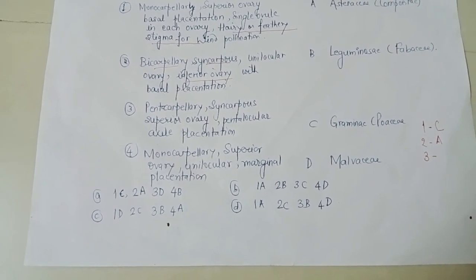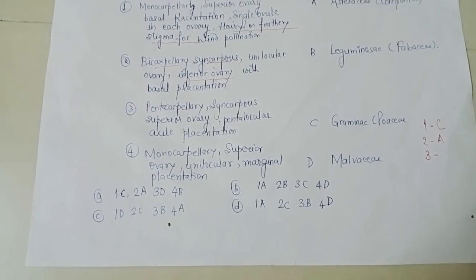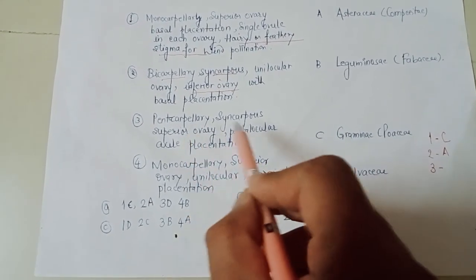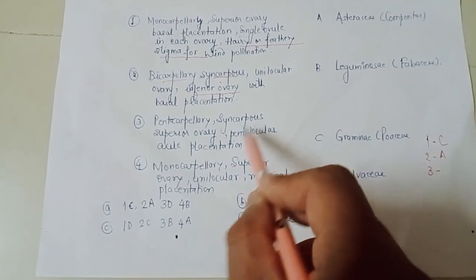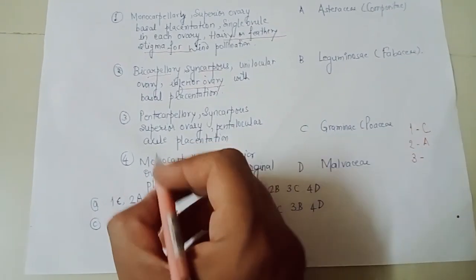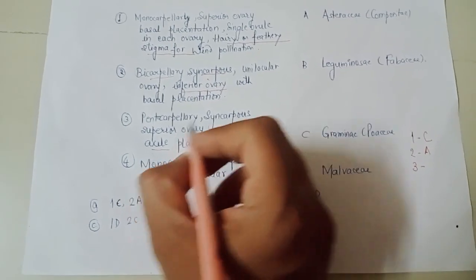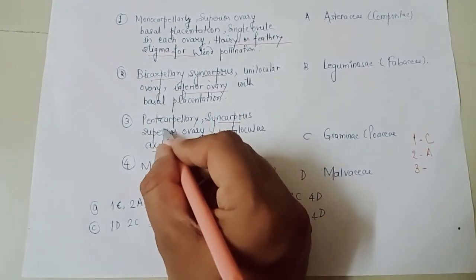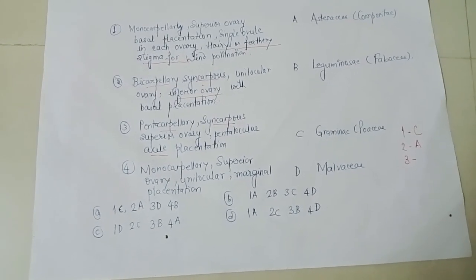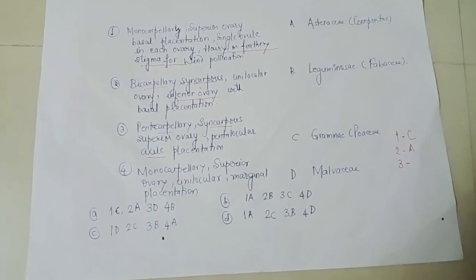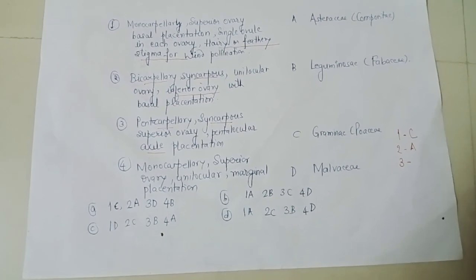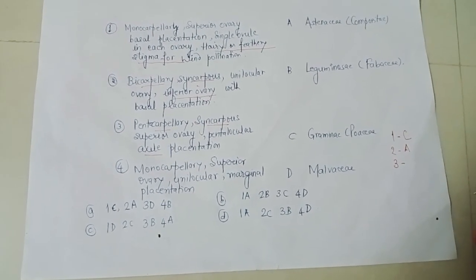Pentacarpillary syncarpous superior ovary with pentalocular axile placentation. This is quite simple, because we know that pentacarpillary syncarpous is a characteristic feature in case of Malvaceae. And axile placentation is worth noting. Syncarpous is important and pentacarpillary is also important. But compared to the previous two cases, this is quite easy to remember. So in the third case, the match with 3 will be D.